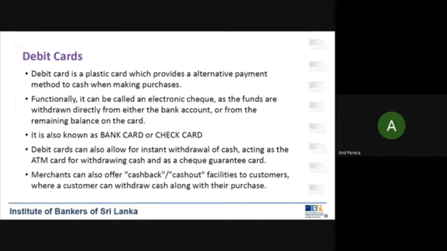What are the functions of money, by the way? Can you remember? Have we discussed functions of money in this course? Yes. What are they? Medium of exchange. Unit of account. Store of value. Standard for deferred payments. Exactly. Excellent. So the card would fulfill which functions?